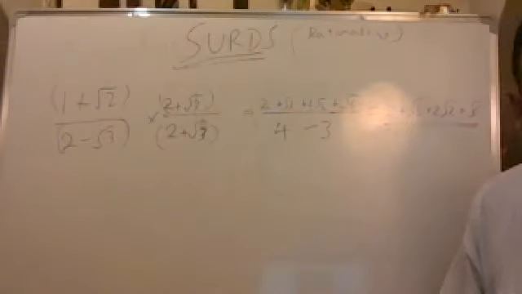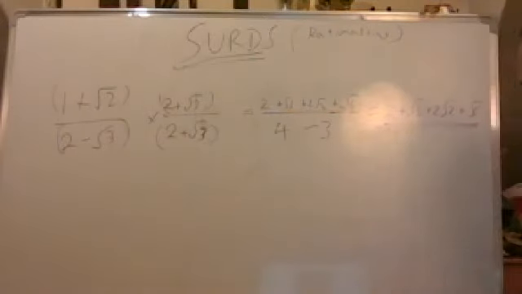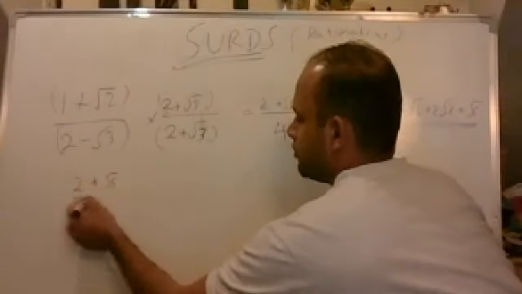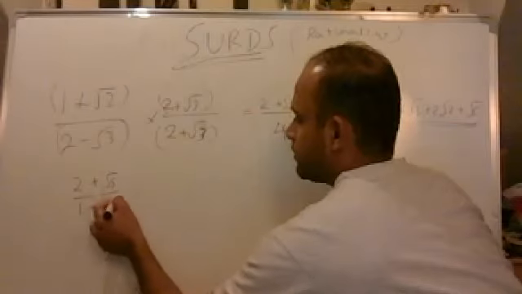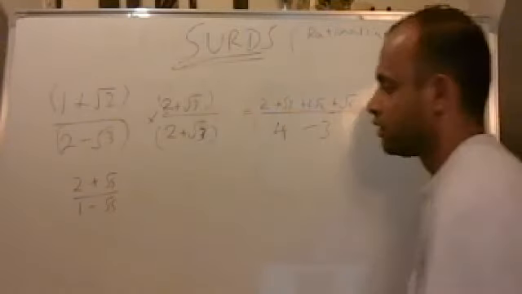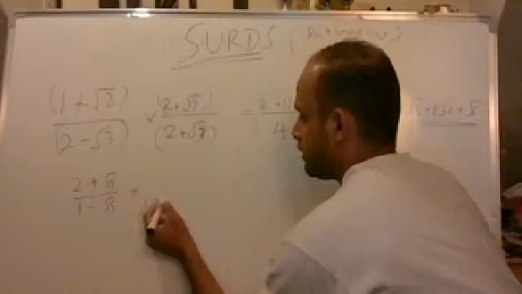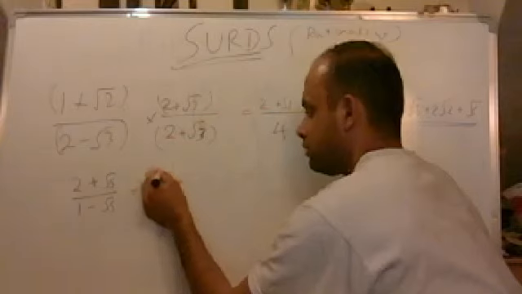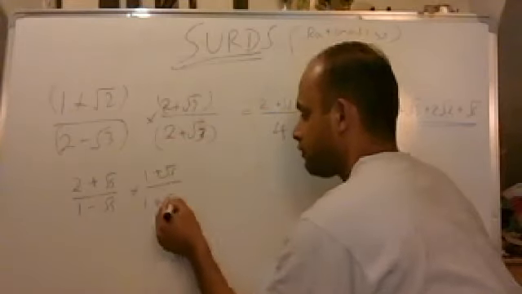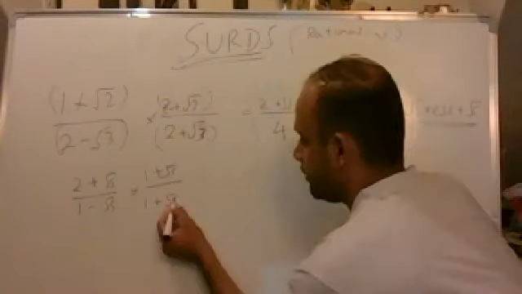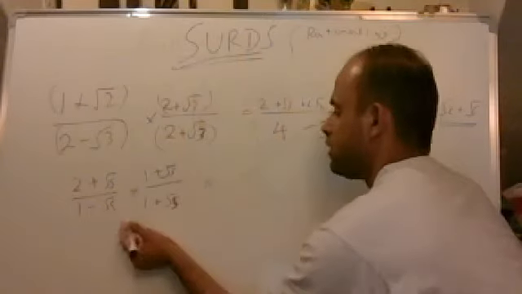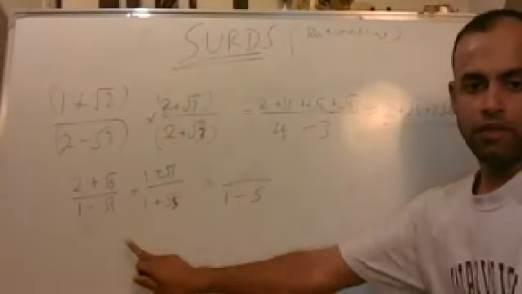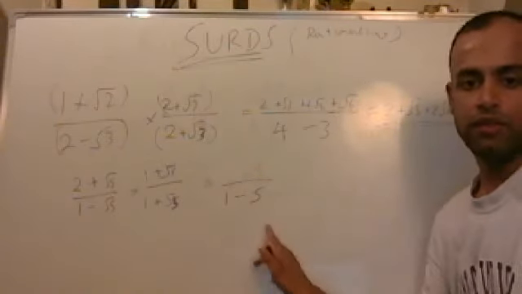Okay, now that was a very complicated question, so let me do a simpler one. Let's say we have 2 plus root 5 at the top and 1 minus root 5 at the bottom. So I multiply this by 1 plus root 5 to create that difference of 2 squares at the bottom, and do the same to the top. So now the bottom is going to be 1 squared minus root 5 squared, which is 1 minus 5. 1 squared is 1, root 5 times root 5 is 5.